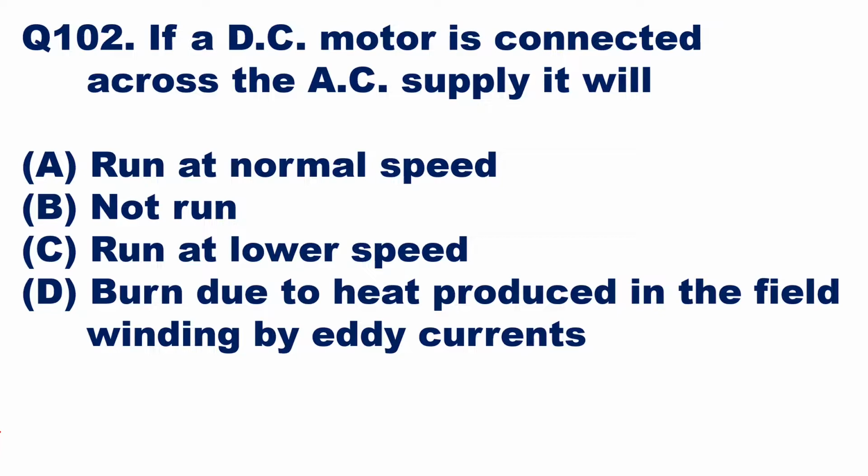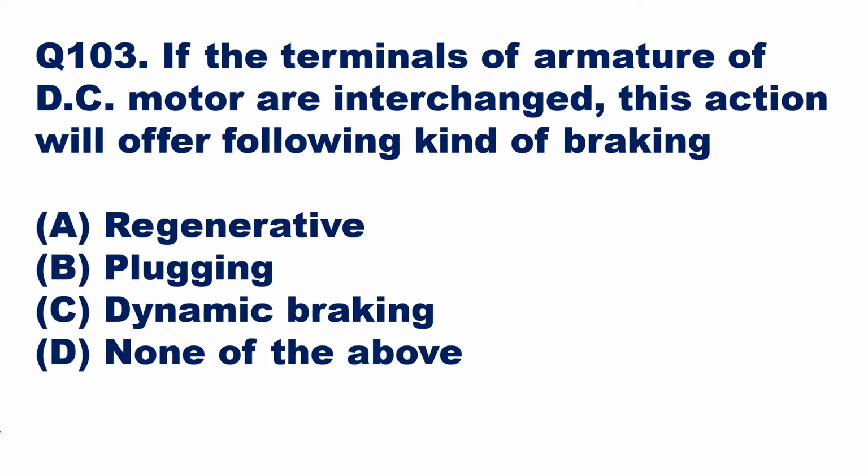Now, a DC motor, which is expecting a DC supply, if it is connected to an AC supply, the AC supply will be an alternating quantity, due to which heat will be produced in the winding. So option D, that the motor will burn due to heat produced in the field winding by eddy currents, will be the right answer. If a DC motor is connected across the AC supply, it will burn due to heat produced in the field winding by eddy current. Then we'll go to see question number 103.